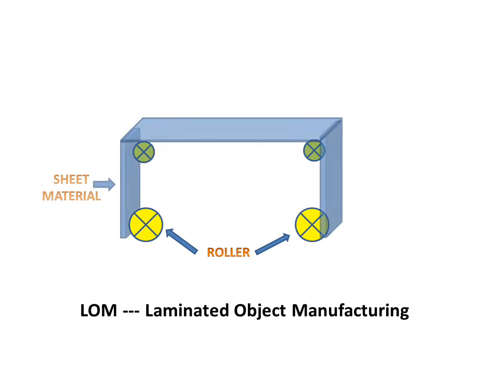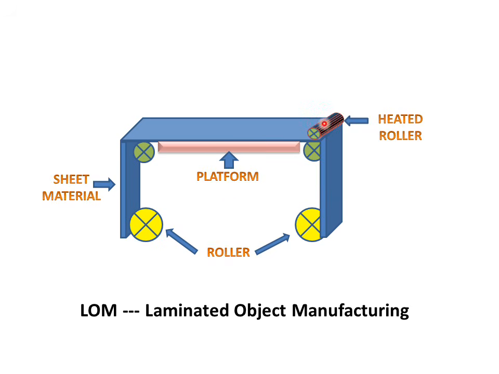These are rollers, and this is a sheet material on which we will cut our product and laminate all the layers for making the final product. This is the sheet of metal or sheet of the material. This is a platform on which our product will lie. This platform will go downward during the process.